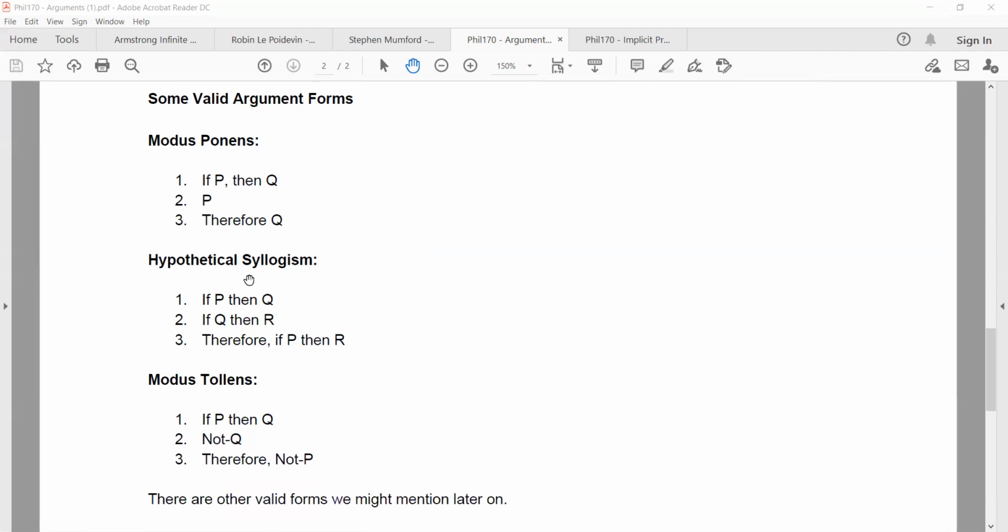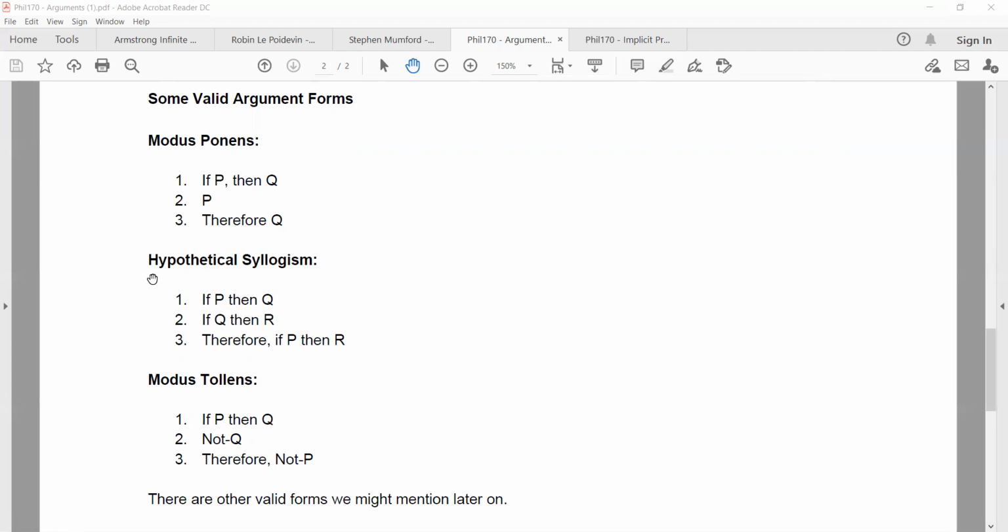Okay. Same for hypothetical syllogism. Premises are of the form if P then Q, if Q then R, and the conclusion is of the form therefore if P then R. So the same rules apply. You substitute the letters in a consistent manner. So always the same statement for the P's, always the same statement for the Q's and for the R's. This is a valid form.